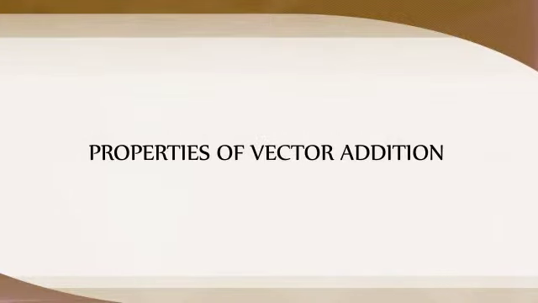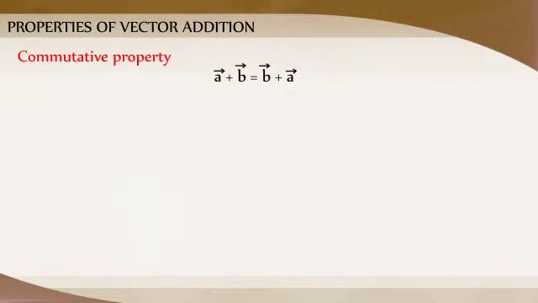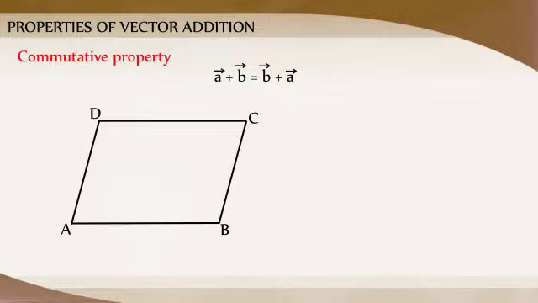Properties of vector addition. Commutative property. For any two vectors, vector A and vector B, vector A plus vector B is equal to vector B plus vector A. Consider a parallelogram ABCD with vector A and vector B as its adjacent sides.